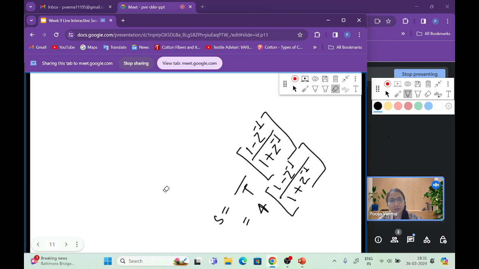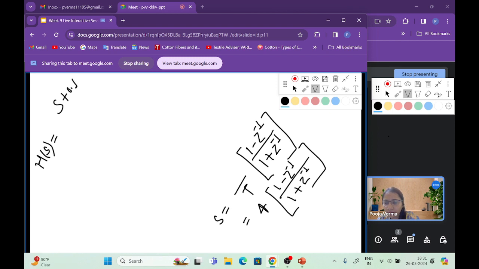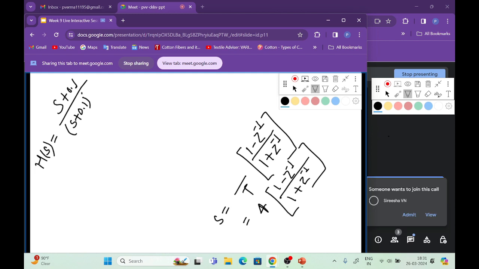Now what is the equation of that transfer function? That is H of s equal to s plus 0.1, divided by s plus 0.1 whole square plus 16.